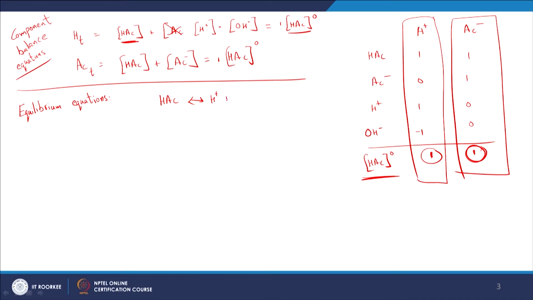They are HAC going to H plus and AC minus, and H2O dissociating into H plus and OH minus. And we have the relevant acid dissociation constants. Ka1 is equal to the concentration of H plus times the concentration of AC minus divided by the concentration of HAC. And here we have the dissociation constant for water, Kw, which is the concentration of H plus times the concentration of OH minus, and obviously the activity of water is equal to 1, thus we do not list it here.